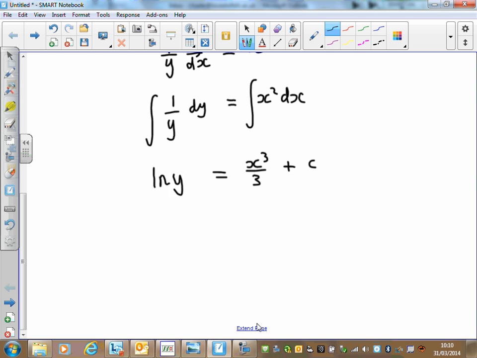Now we've solved the equation, but we need to get it in terms of y. Here I've got ln y. How do we get rid of that ln? What do we have to do to both sides, Becky? Take exponential e's to both sides. So y is equal to e to the power of x cubed over 3 plus c.